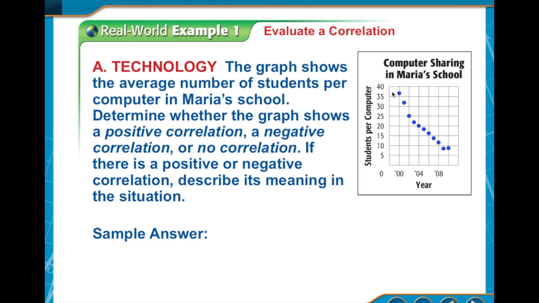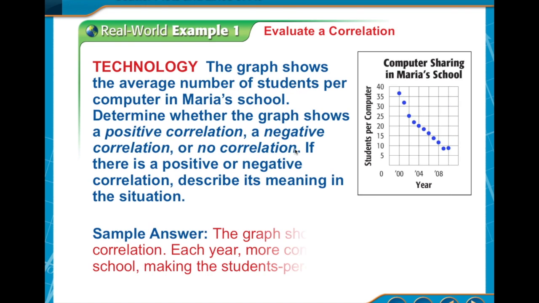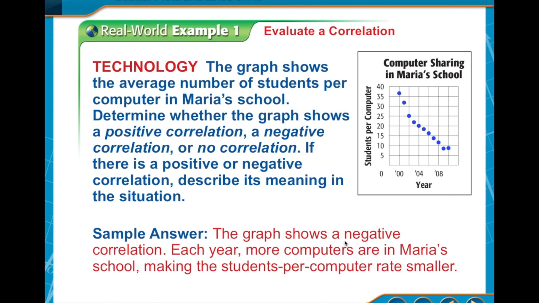Well, we see as the years go by, what's happening to the number of students per computer? They're going down. And since they're going down over time, we see a clear trend. As the years go up, students per computer goes down. So our answer should say, we see what kind of a correlation? Well, it goes down and to the right. That is a negative correlation.